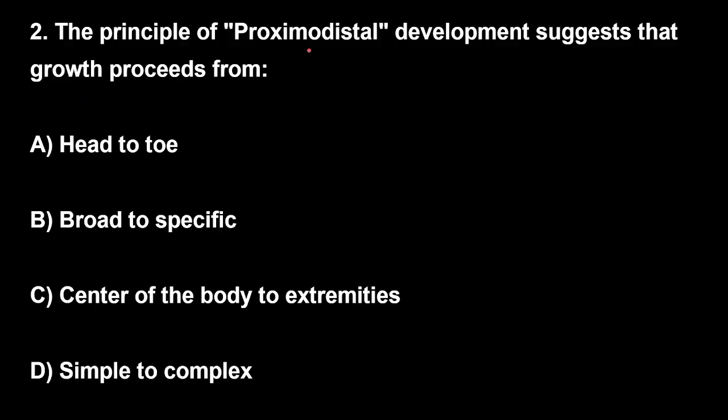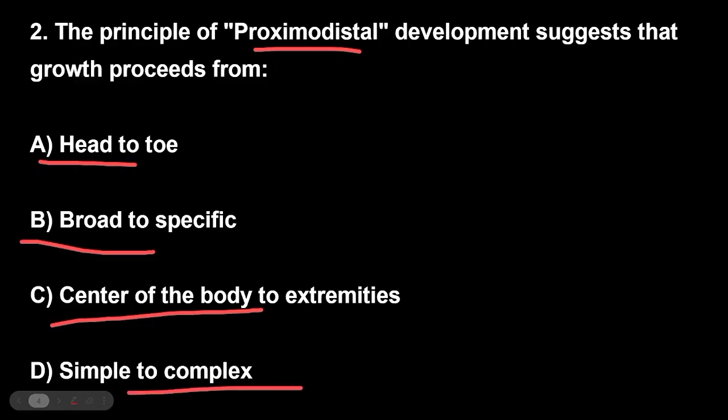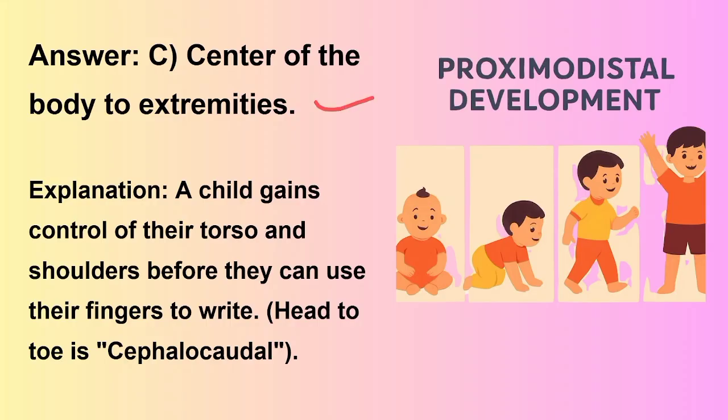Next question. The principle of proximodistal development suggests that growth proceeds from option A, head to toe, B, broad to specific, C, center of the body to extremities, D, simple to complex. And the right answer is center of the body to extremities, because in proximodistal development, a child gains control of their torso and shoulders before they can use their fingers to write. So the right answer is center of the body to extremities.